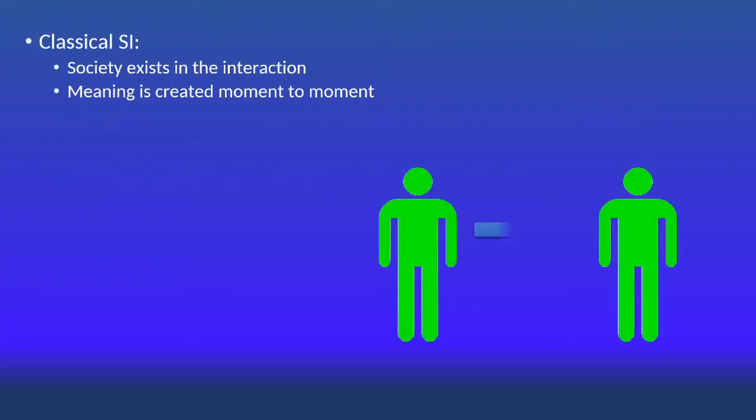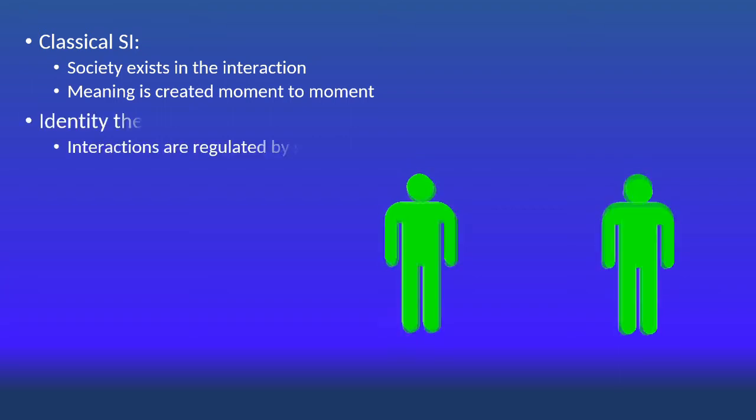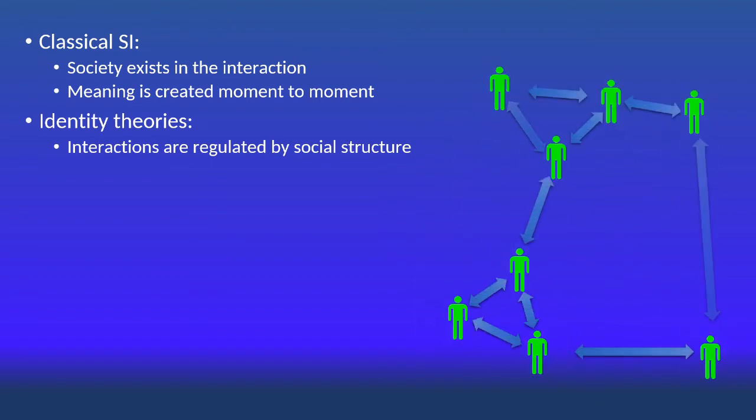In classical symbolic interaction, society exists only in the interaction. Meaning is created and then recreated from moment to moment, and the viewpoint of the theorist never moves past the interaction to examine larger features of society. But individuals do not interact in vacuums. They exist in communities and in organizations. So identity theory looks at larger features of society, treating individuals as if they were situated in relatively stable social networks that result in repeating patterns of relationship and interaction.